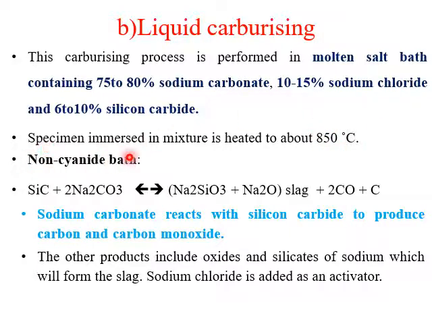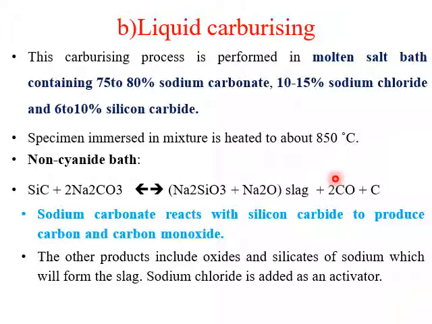Okay, so here this is a non-toxic one. Where we are going to get the reaction as SiC, that is silicon carbide, plus Na2CO3, that is sodium carbonate, which leads to Na2SiO3 plus Na2O, which comes out as a slag, plus 2CO plus C. So there will be carbon atoms which are liberated. So you can say sodium carbonate reacts with the silicon carbide to produce carbon and carbon monoxide. These carbon atoms start diffusing into the surface which is dipped into the molten bath.